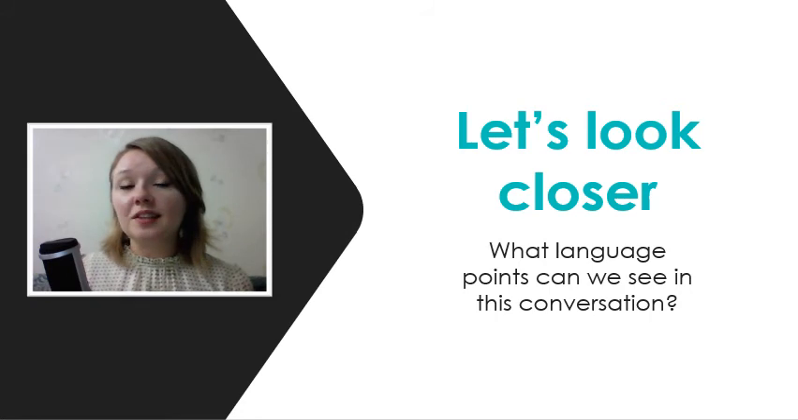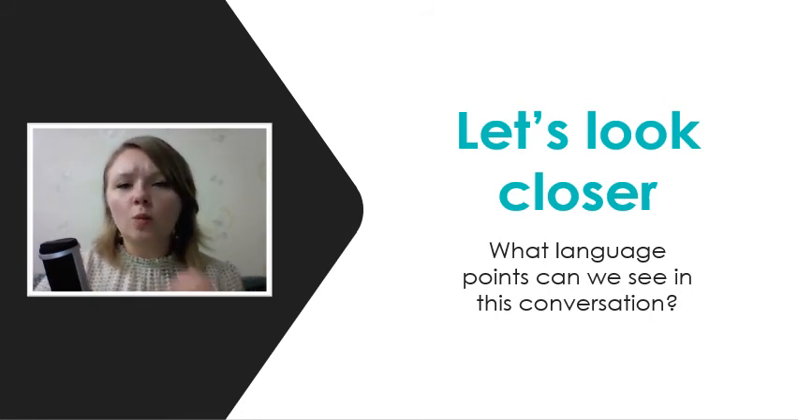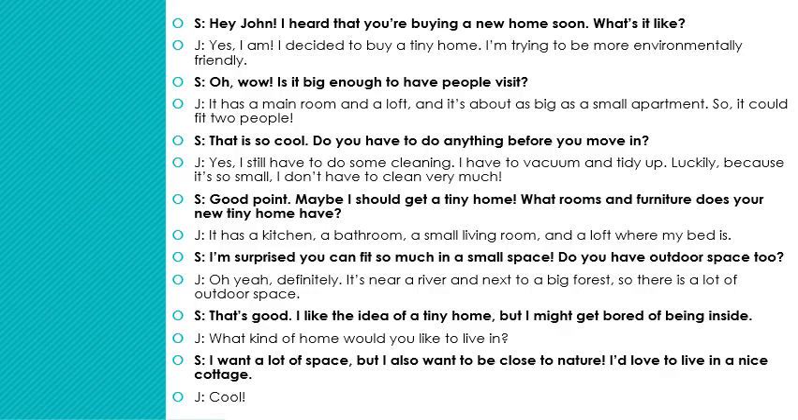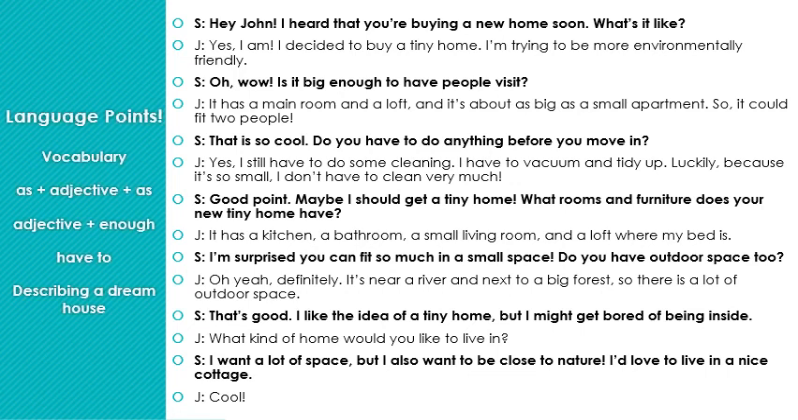Now that we have listened to the conversation, let's look a little closer. What language points can we see in the conversation? Here we see the conversation script. So let's look for the language points. Vocabulary, as, adjective enough, have to, and describing a dream house. Let's start at the beginning of our conversation.